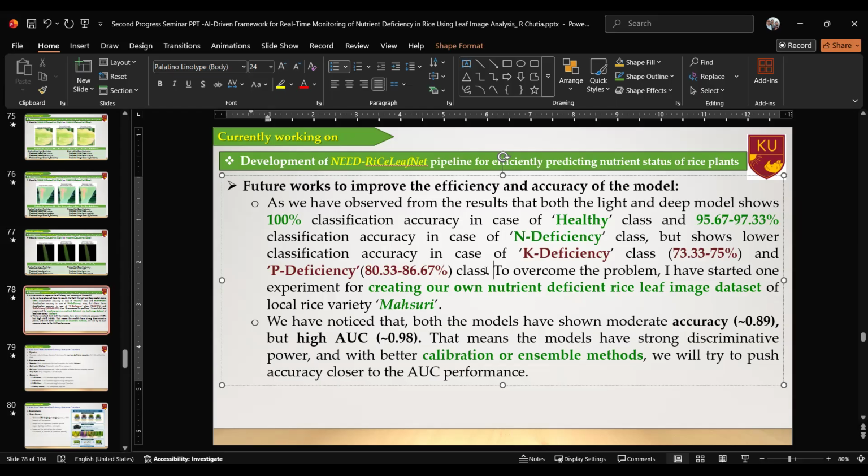That means the model has strong discriminative power, and with better calibration and ensemble methods we'll try to push accuracy closer to the AUC performance, which is the target of our future work. So we'll try to increase its accuracy to the high AUC level, around 0.98.